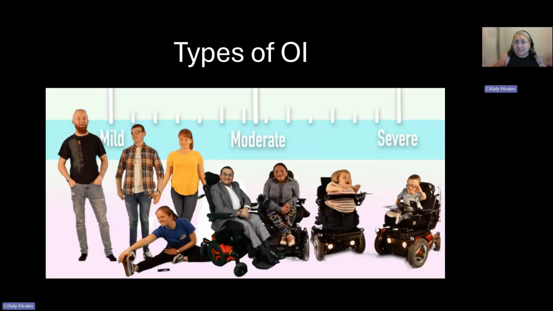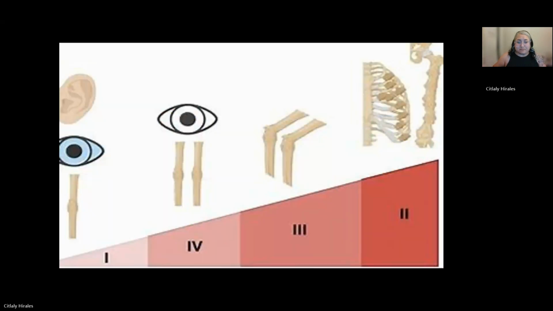So there are different types of osteogenesis imperfecta that can go from mild to severe and sometimes lethal. The first type is type 1. This is the most common and mildest form. Bones are prone to fractures, especially before puberty. However, they do have a normal to near-normal stature, meaning that their height isn't as affected. Collagen structure is normal but produced in reduced quantities.